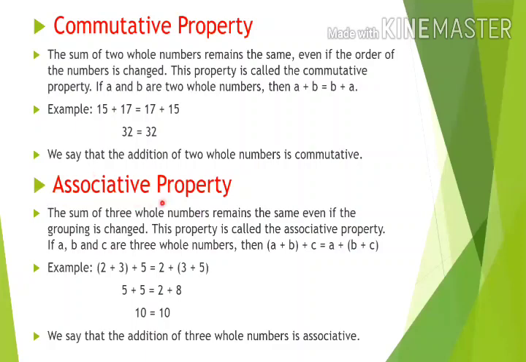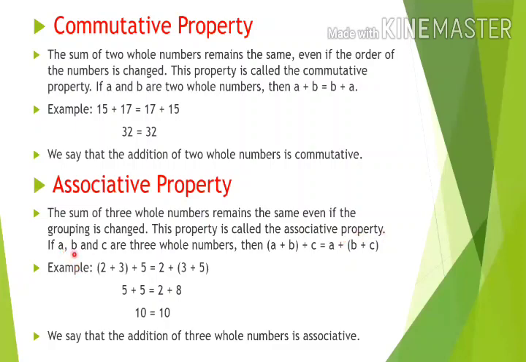Now the next property is the associative property. In the commutative property, we considered only two numbers, and in the associative property, we will take three numbers. The sum of three whole numbers remains the same even if the grouping is changed. This property is called the associative property.